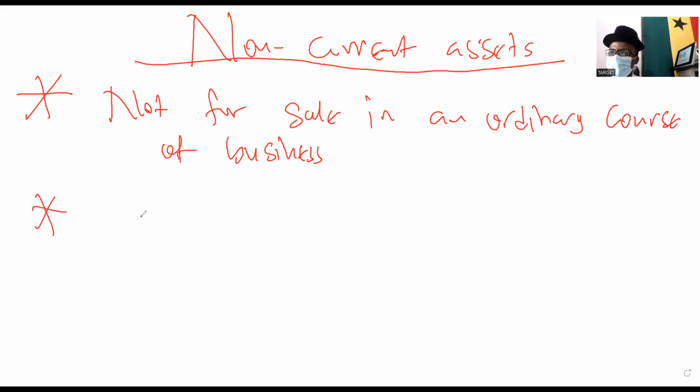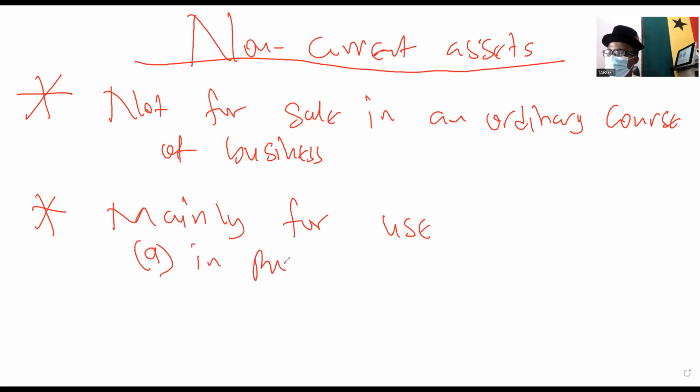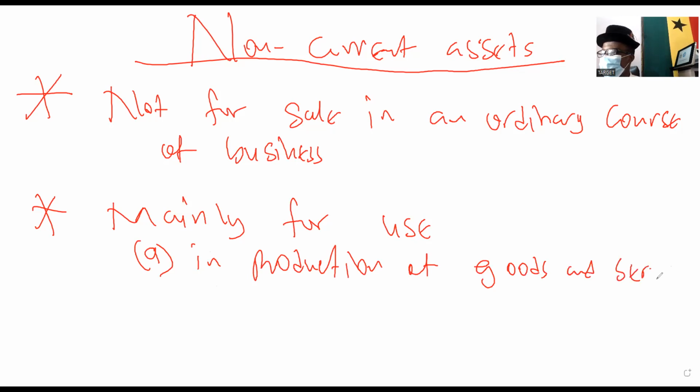But it will mainly be for use. For use, we have three forms: use in the production of goods and services. We are describing non-current assets and what led into IFRS 5.